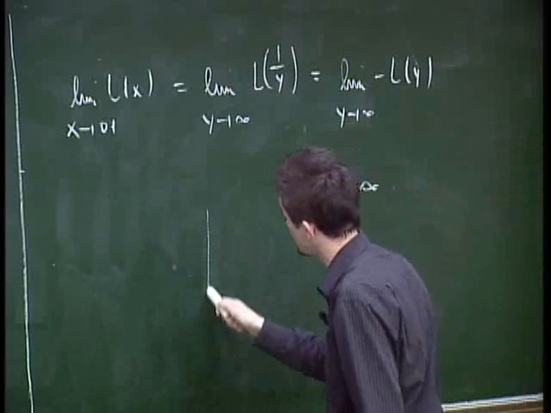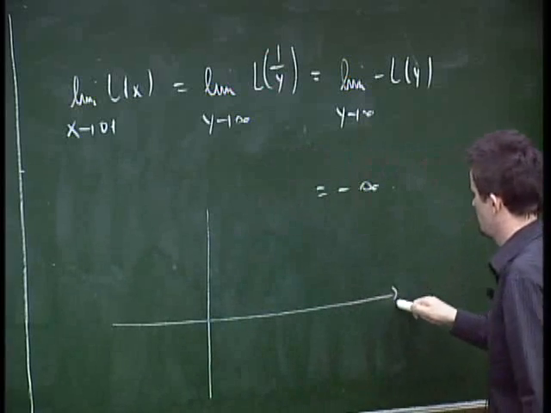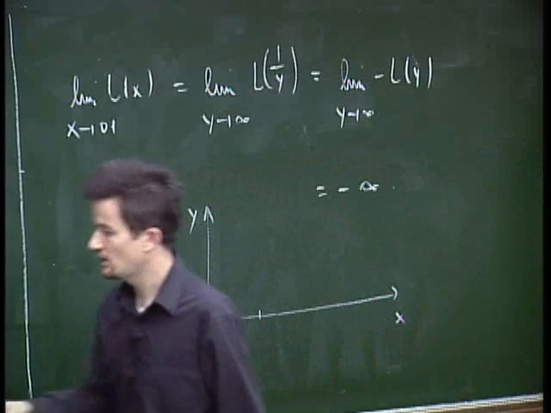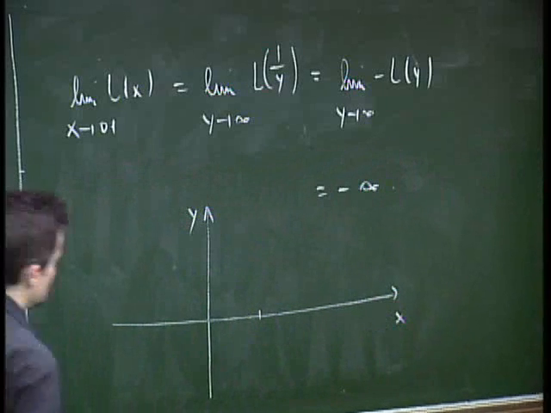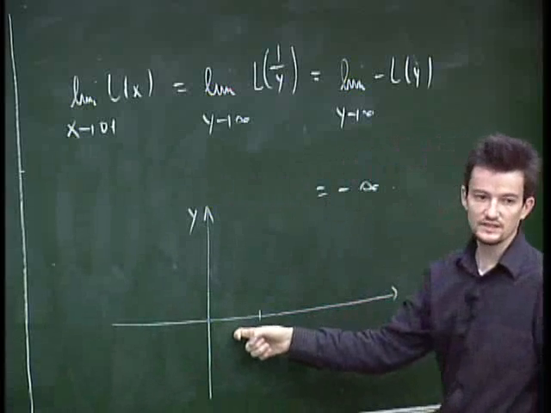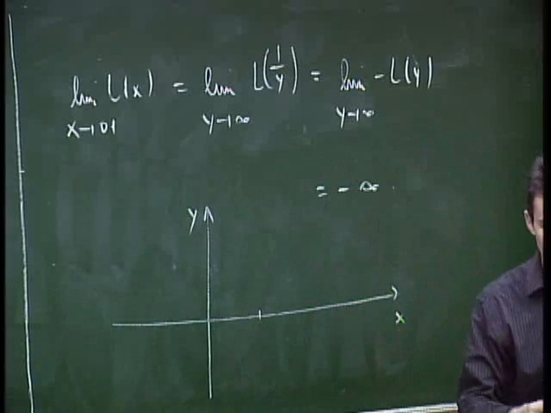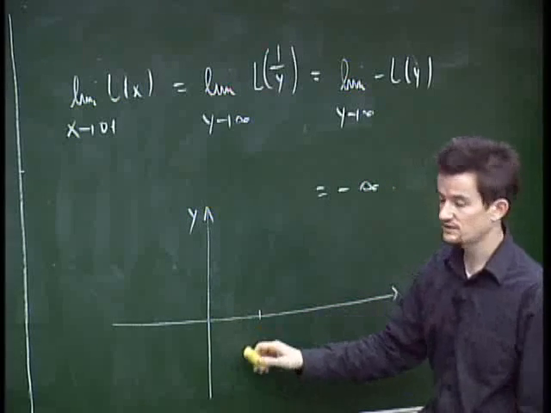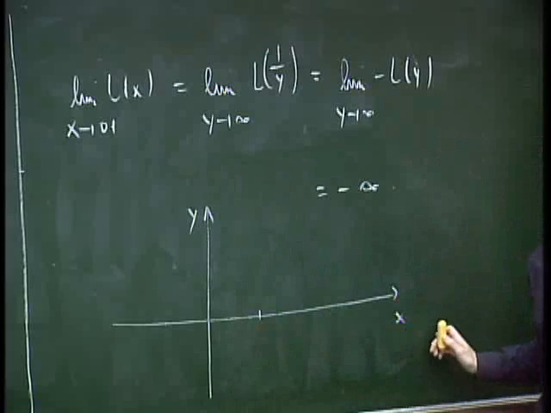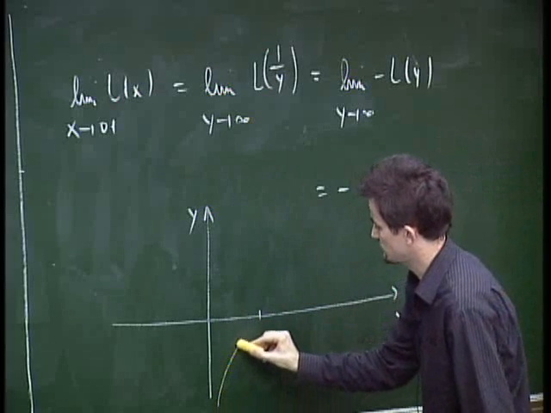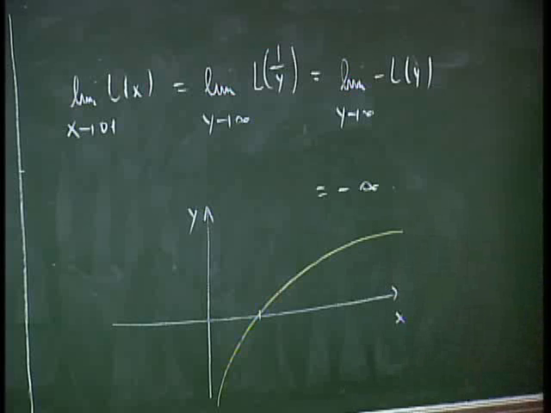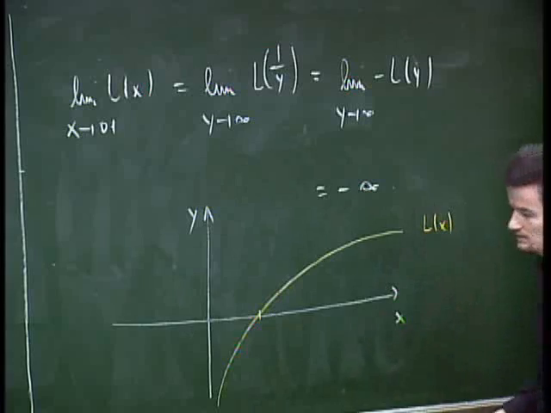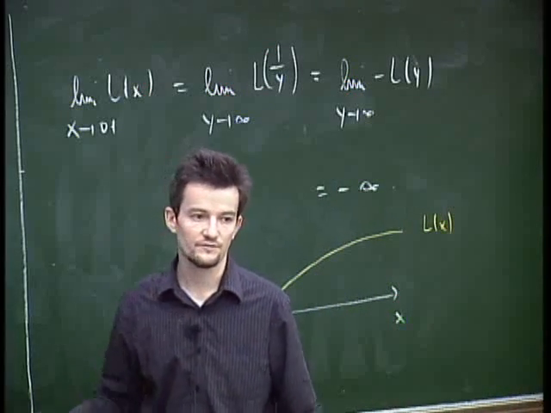for this function L of x, which we have defined via an integral, we know now already quite a lot. We know that the function is larger than 0 here, smaller than 0 here. The function is increasing. The function is concave downward. The function as x tends to 0 tends to minus infinity, and as x tends to infinity tends to plus infinity. So indeed, you have this graph here. So we have just deduced this property from the definition of the function L of x.